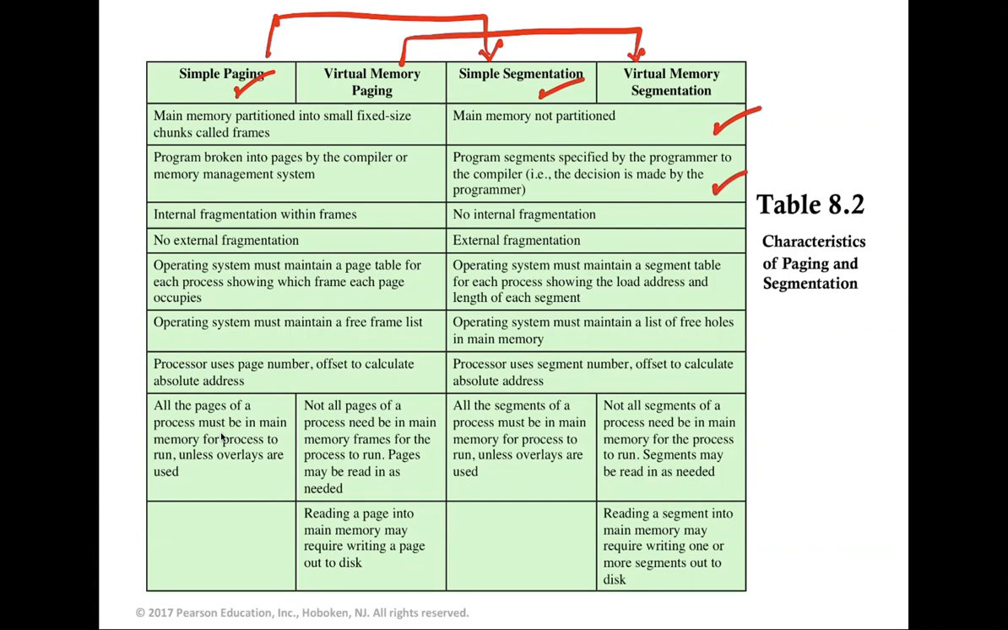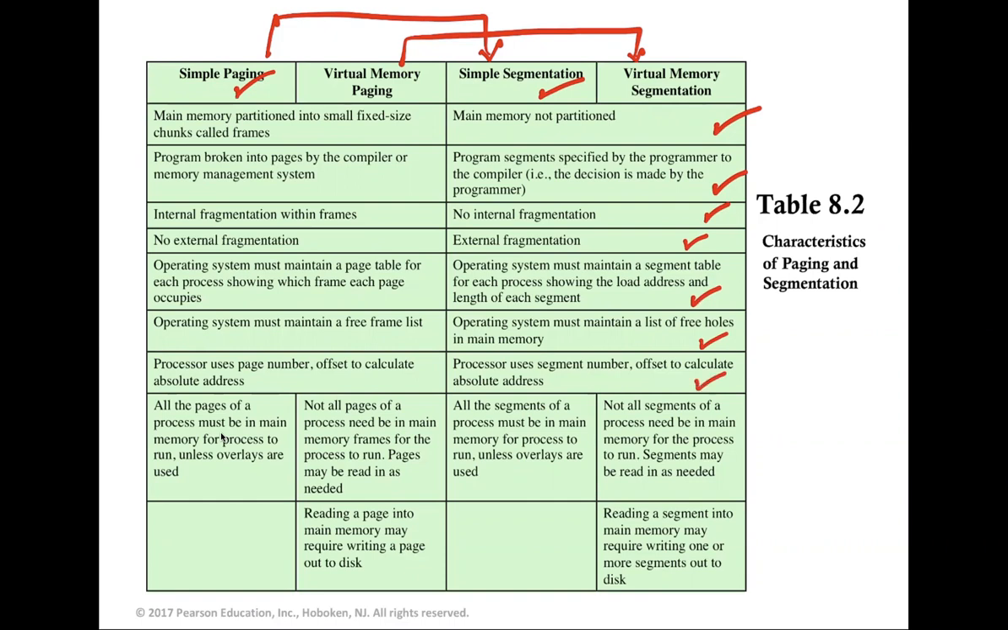We guarantee that there is no internal fragmentation using the segmentation scheme, whether with or without the involvement of virtual memory. We might see external fragmentation when we adopt the segmentation scheme. Also, the operating system must maintain a segment table for each process showing the load address as well as the length of each segment. The operating system must maintain a list of holes in the main memory, and the processor will use the segment number and the offset to calculate the absolute or the real address.